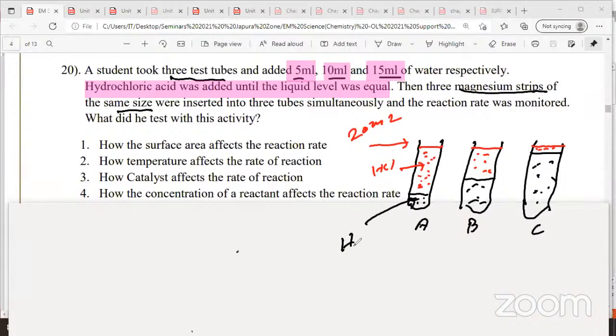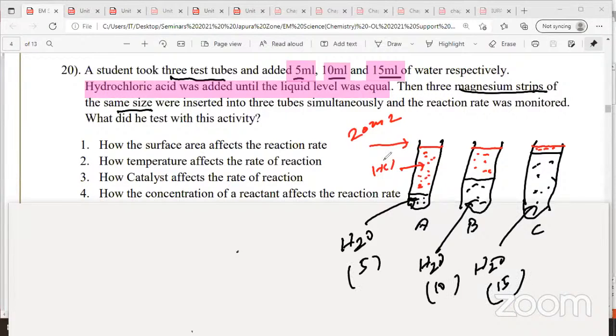So this is water. In all of this, the black part is water. The red one is acid. So here you put 5, 10 and 15 water. Then to make it 20, what is the HCl volume required in the first one? To make it 20, HCl you need 15. Total 20 ml.